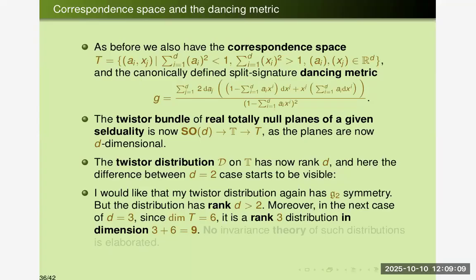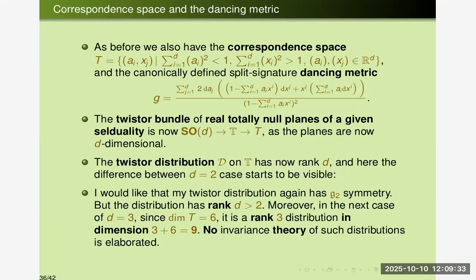Now you can play the game. You can just commute and get D1, D2, and so on. But the bad story is that there is no theory of rank 3 distributions in dimension 9. But we have a particular example, so I can do something with this. So let me tell you what's going on here. So as I said, no invariance theory is known of such distributions.